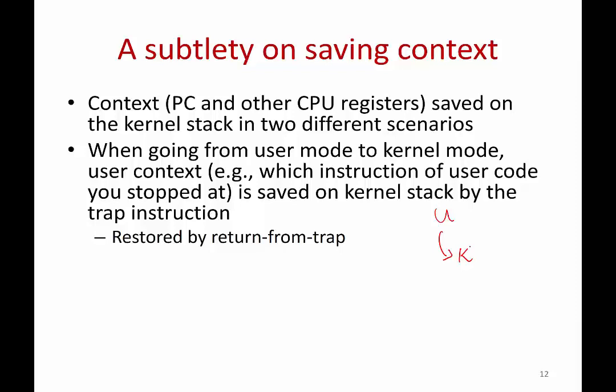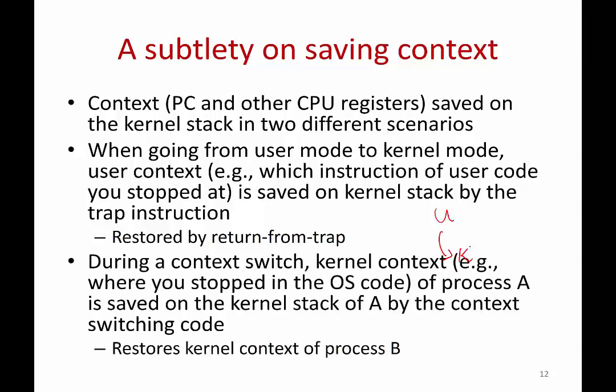You remember where you stopped in the user mode, you save context on the kernel stack, and then when you want to return, you run a return from trap instruction, you restore that context and you go back into the user mode of a process and execute your program. That is one place where you store context. The other time you store context is when you make a context switch.